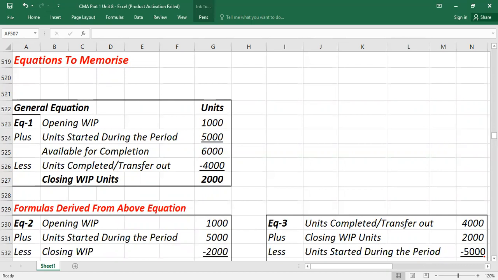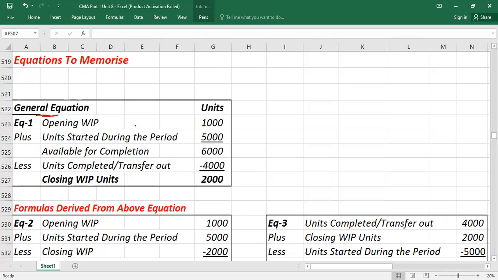I will tell you 4 to 5 formulas here, and these 4 to 5 equations should be in your mind all the time while tackling process costing questions. Understood? Yes. So I'll explain. You can memorize them at home also, no problem, but I'll explain. First, we have a general equation, because every other equation I'll derive from this equation.